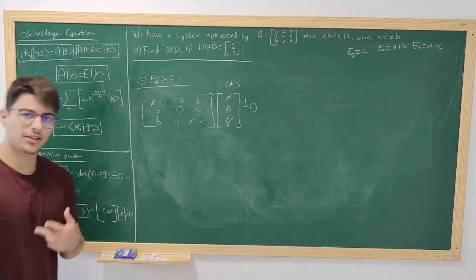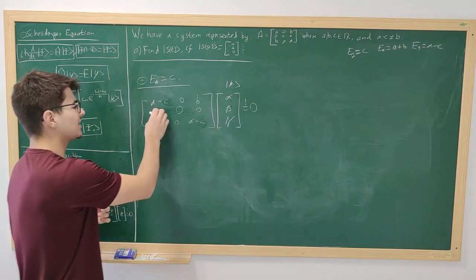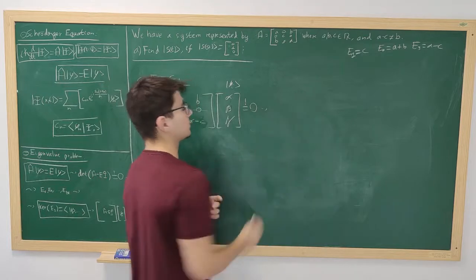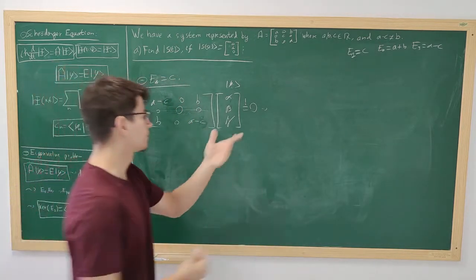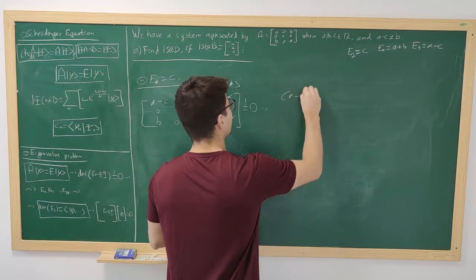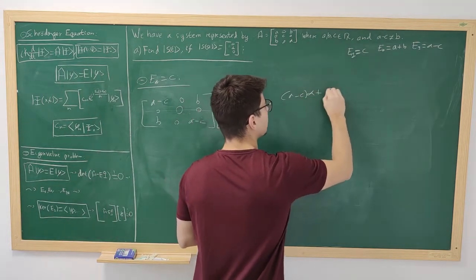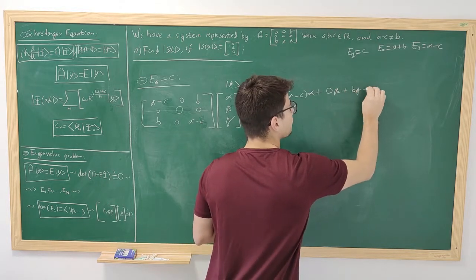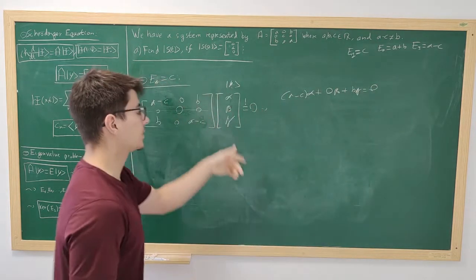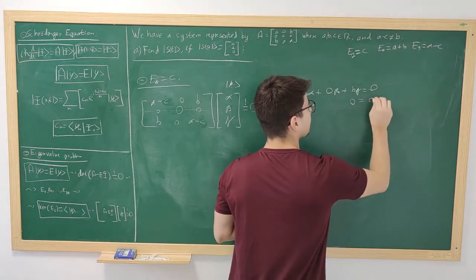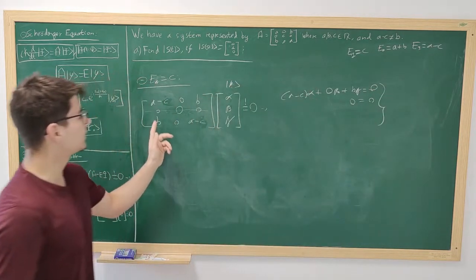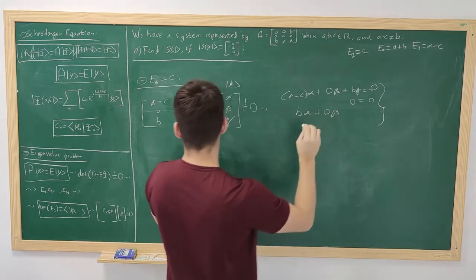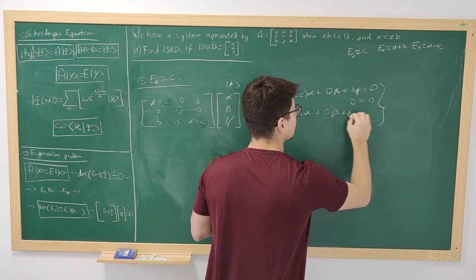Notice that this is a representation of a system of equations, but this row is all 0, so we don't even care about it, because it will just give us 0 equals 0. So let's do this: (a minus c) alpha plus 0 beta plus b gamma equals 0. And the last one is b alpha plus 0 beta plus (a minus c) gamma.